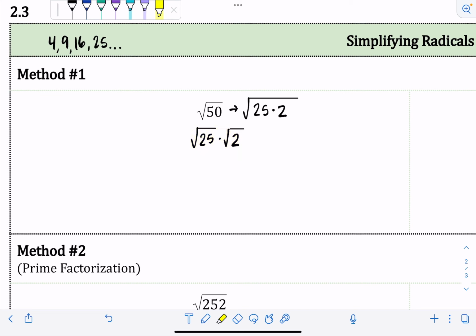But now I can go ahead and take the square root of 25, that is 5. And then I have the square root of 2 that's being multiplied by it. You don't need to include the dot anymore. And then 2 does not have any perfect square factors because it's prime, so we're done simplifying there. So it would be 5 times the square root of 2.